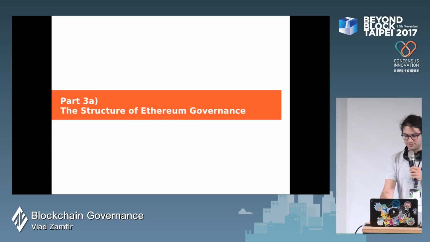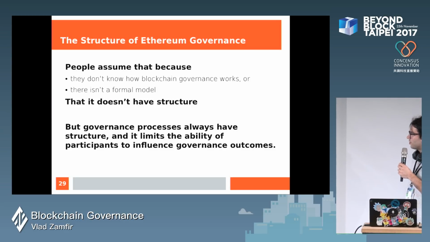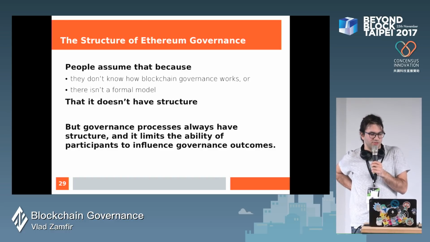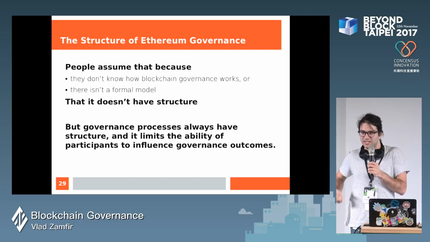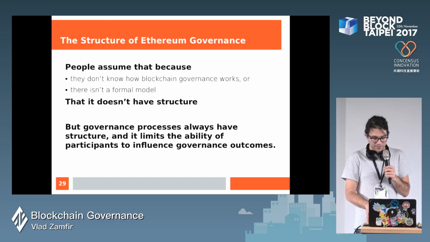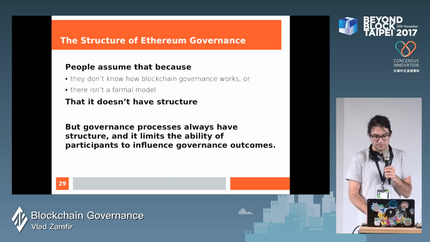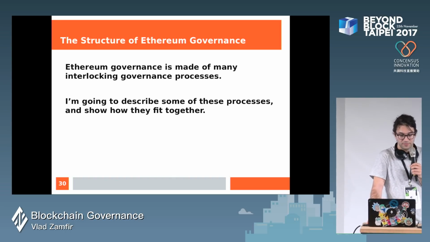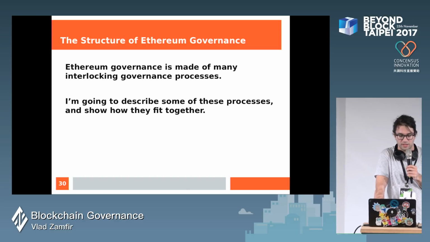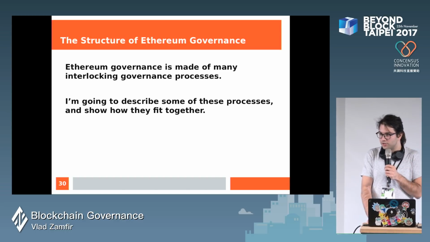So, structure first. People assume that blockchain doesn't have structure just because it doesn't have a formal model. But governance always has structure, because it needs at least some very basic structure to make decisions. And the structure of the governance process actually limits the participation, the power of the developers, essentially. The Ethereum governance process is made up of a bunch of different interlocking governance processes, which is actually quite a common theme. I'm going to go over them and show how they fit together.